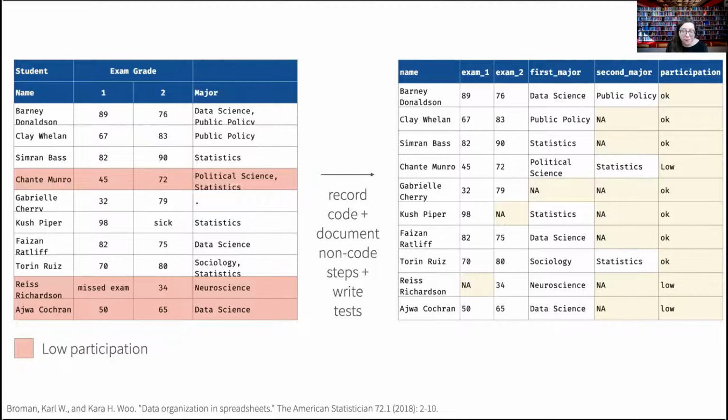A very simple test might be, is the number of rows in my input document the same as the number of rows in my output data file, for example? So what we've done here is we've added a new column for the participation level, so it's no longer using color to indicate that variable. And we've also expanded that major variable to make it a little bit easier to consume.